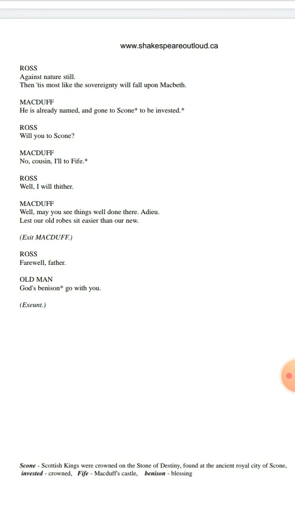Macduff: He is already named, and gone to Scone to be invested. Now Macduff says that he has already been nominated King of Scotland and he has gone to Scone for his coronation. So Scone, as you can see in the bottom, Scottish kings were crowned on the Stone of Destiny found at the ancient royal city of Scone. So Scone is a city in Scotland.